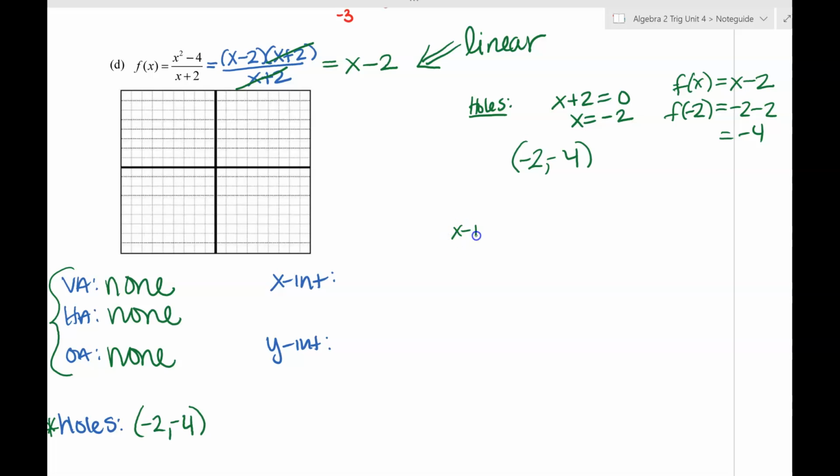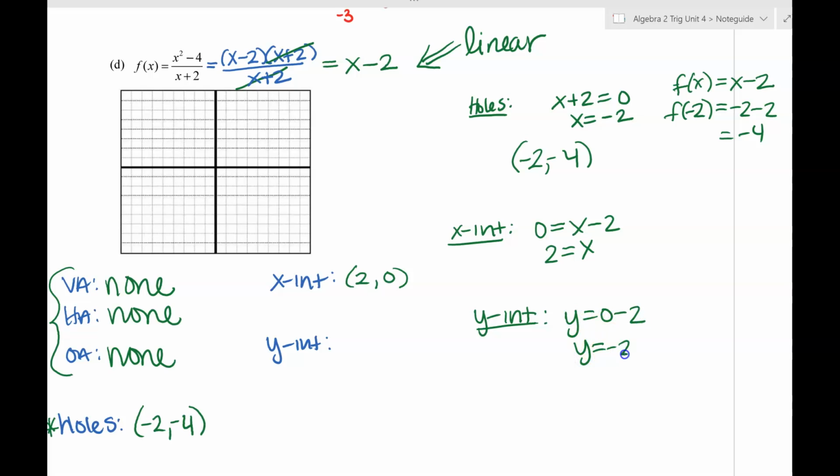And then for x-intercepts and y-intercepts, we still find them how we normally would. The process is the same for any type of function. For an x-intercept, I make y equal to 0. And here I get an x of 2. So the x-intercept would be 2, 0. For the y-intercept, I make y equal to 0, or excuse me, x equal to 0, and I get that y is equal to -2.